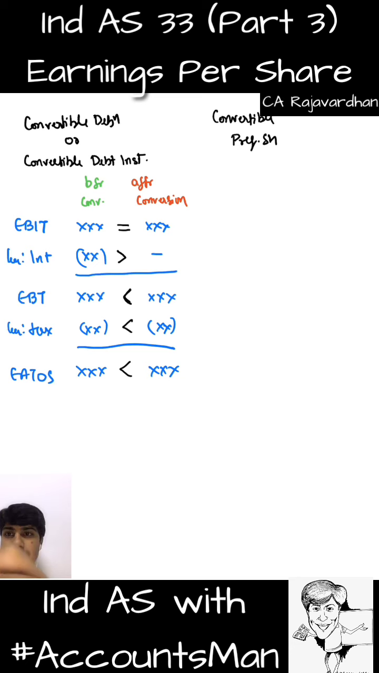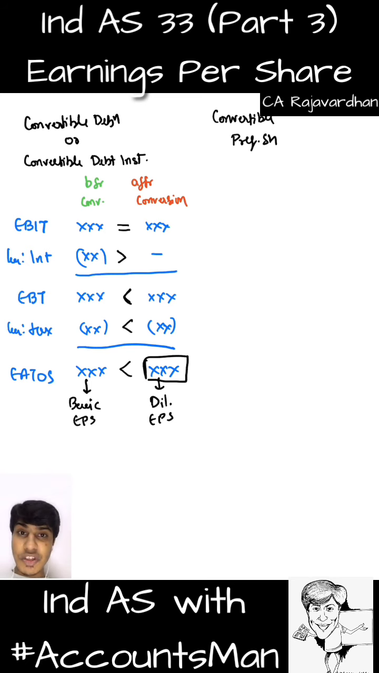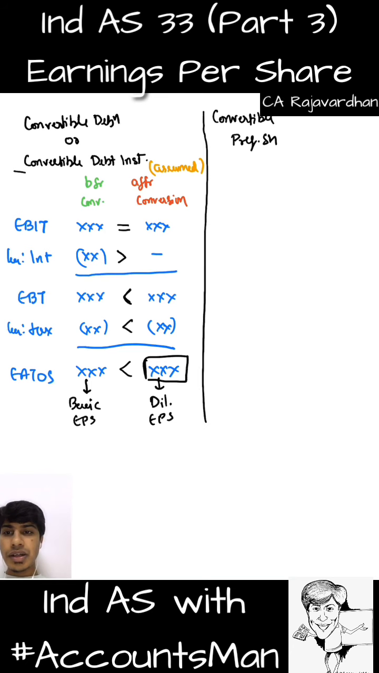In the computation of basic EPS, this will be considered. In the computation of diluted EPS, we'll consider this. You get that? The computation of basic EPS will take the before conversion one, and the computation of diluted EPS will take the after conversion one. This is not like actual conversion, it is assumed. Like if converted, what would be the profits available to ordinary shareholders? That's what we compute here.